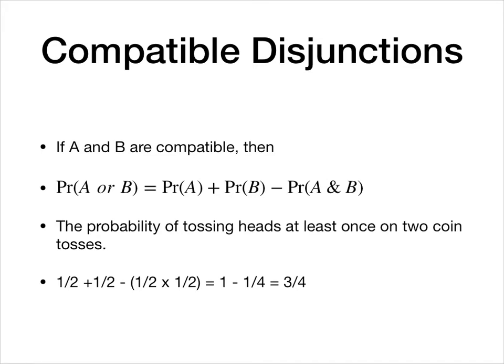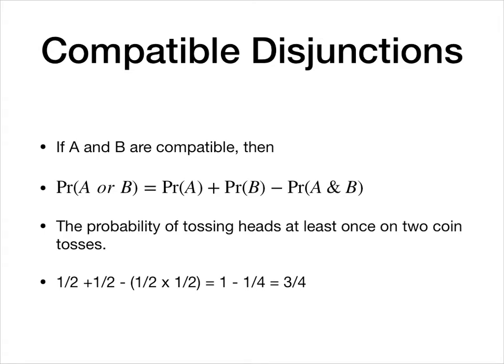Compatible disjunctions. If A and B are compatible, then the probability of A or B is equal to the probability of A plus the probability of B minus the probability of A and B. Now, we worked out why that was the case right before spring break. Remember, it has something to do with counting the same thing twice.